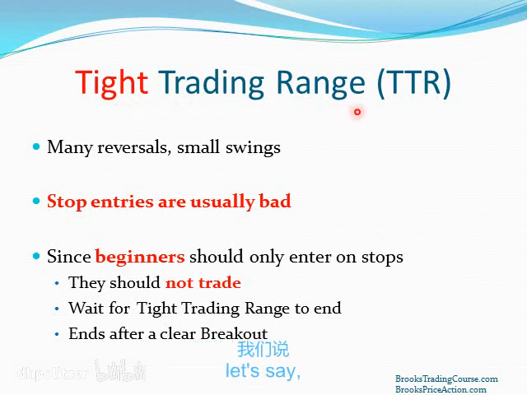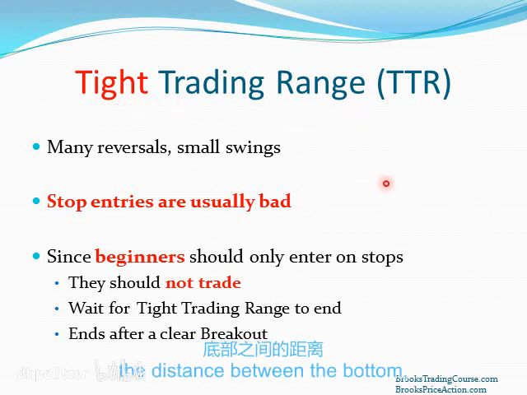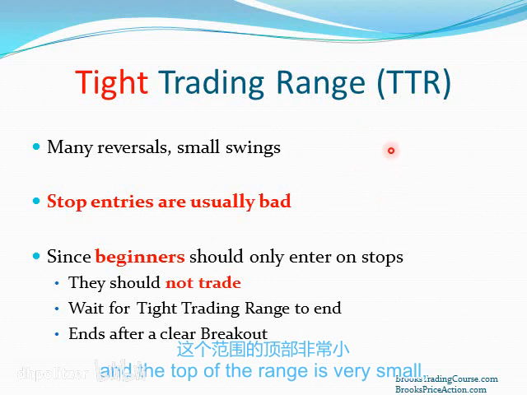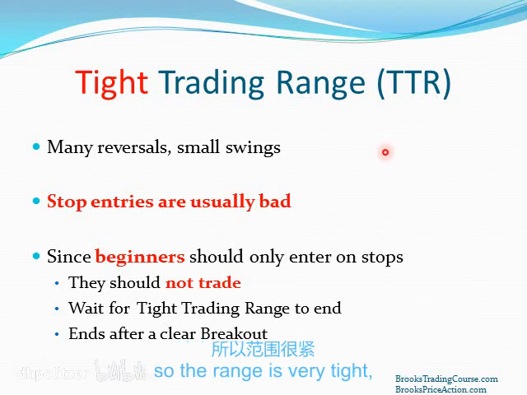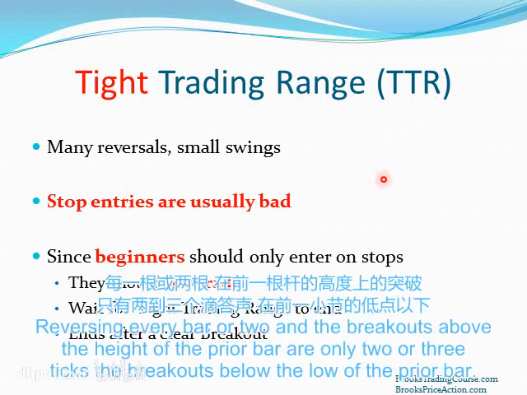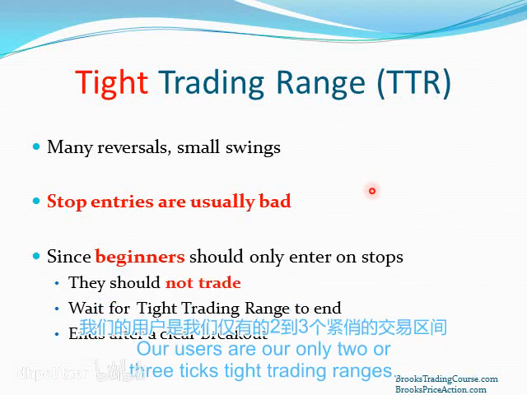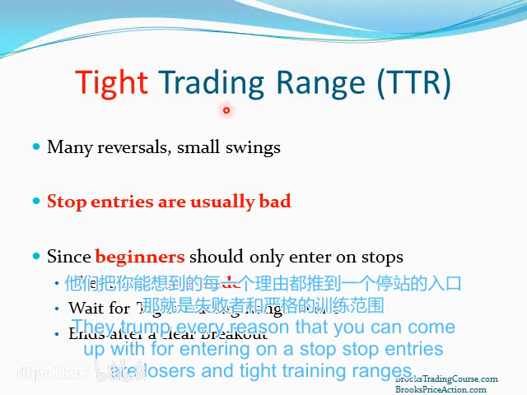Tight trading ranges, let's say the distance between the bottom and the top of the range is very small, so the range is very tight, and the market has lots of reversals, reversing every bar or two, and the breakouts above the high of the prior bar are only 2 or 3 ticks. The breakouts below the low of the prior bar are only 2 or 3 ticks. Tight trading ranges, they trump every reason that you can come up with for entering on a stop. Stop entries are losers in tight trading ranges.